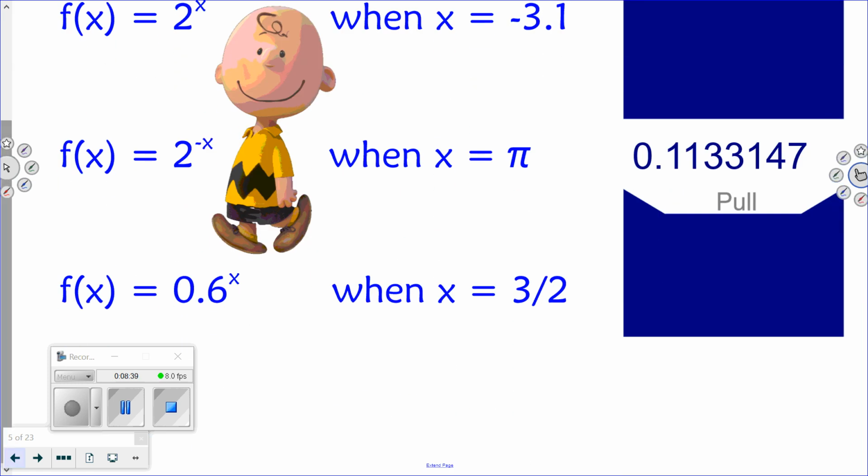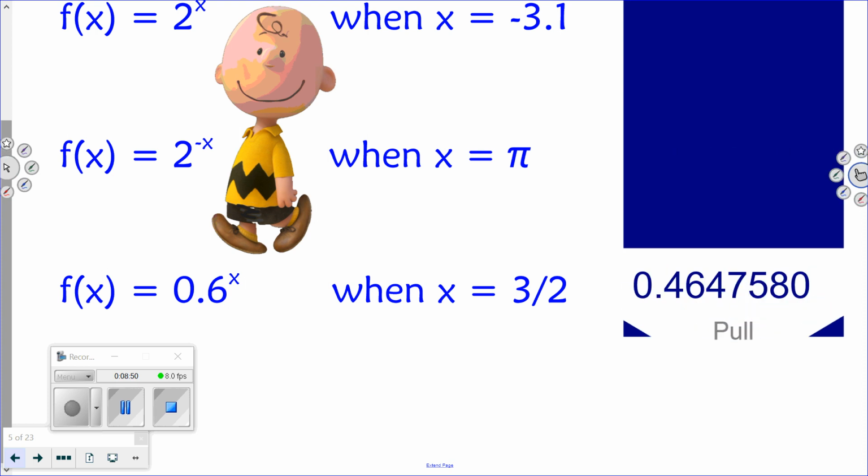And then what about 0.6 to the x when x is 3/2? All right, all of those are exponential functions because they have an exponent.